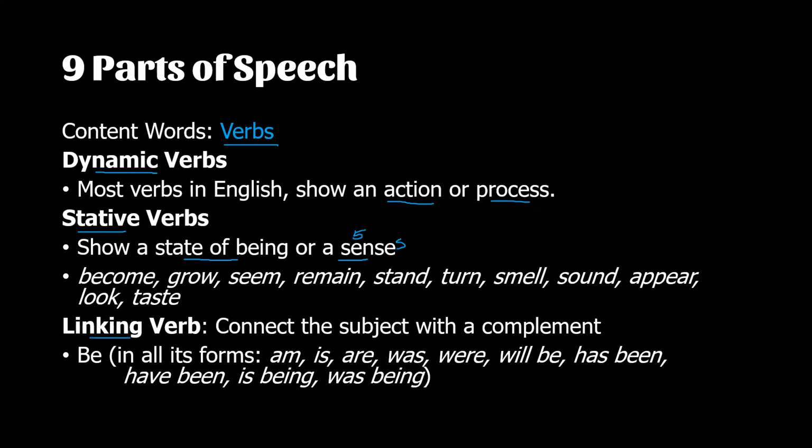Then there is a linking verb. A linking verb is going to be the verb be in all of its forms. So it can be am, is, are, was, were, will be, has been, have been, is being, and was being. All of these are the verb be in different times or tenses. It doesn't matter. It doesn't change it from being a linking verb. Linking verbs connect the subject of a sentence with a complement. Subjects and complements are sentence roles or functions, and we're going to cover those in the future.